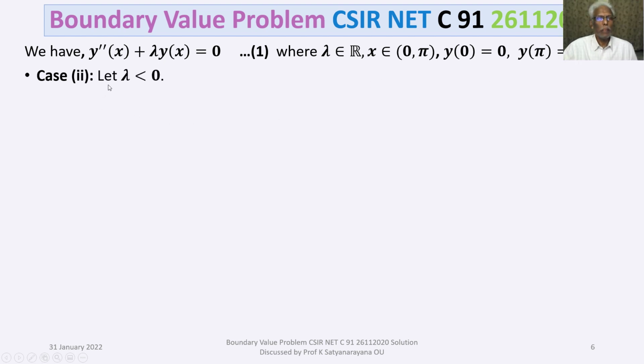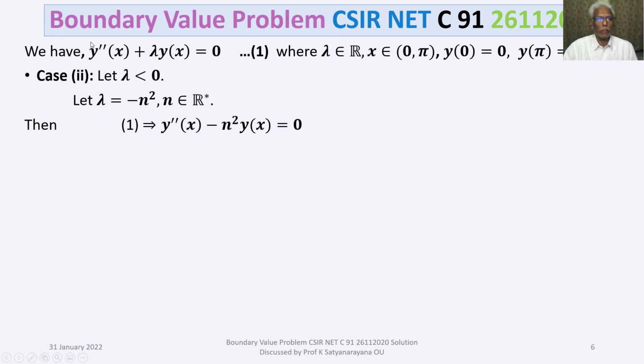Case 2, let lambda less than 0, that is negative. Let lambda is equal to minus n square, n belongs to R star, the set of non-zero real numbers, because n equal to 0 will give you lambda is equal to 0, which we have already considered. Therefore, n belongs to R star. Then the given differential equation becomes y double dash x plus lambda, lambda is minus n square, minus n square y of x is equal to 0.